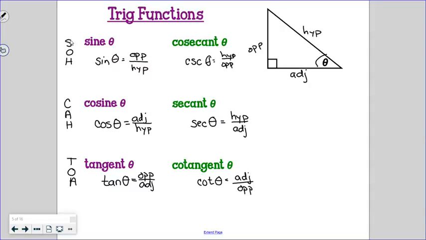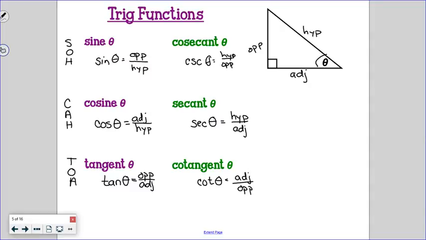Cosine and secant have the same number of letters. That works. There you go. If that helps, those two go together. Whatever you've got to do, you've got to remember which one goes with which. Take that fraction and turn it upside down, and you know that answer.